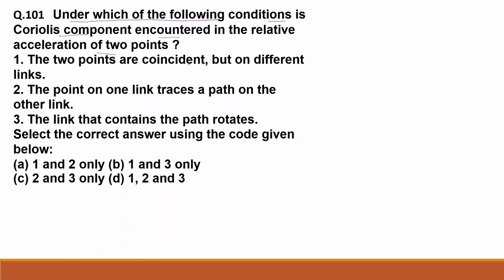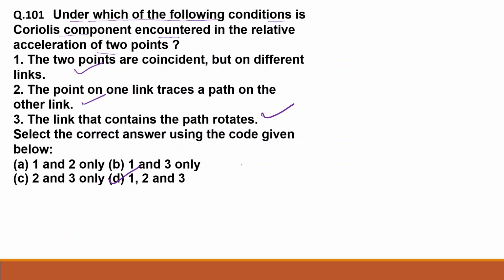The 2 points are coincident but on different links. This option is right. The point on the link traces a path on the other link. This option is not right. The link that contains the path rotates. This option is also right. All the statements are correct. Coriolis acceleration is encountered when the point may have its motion relative to a moving body system. So option D will be our right answer.